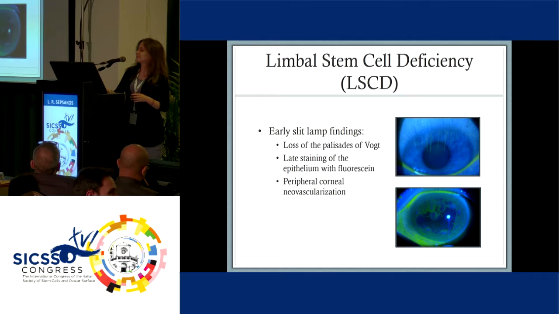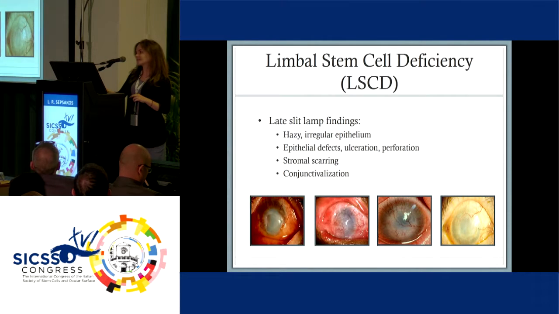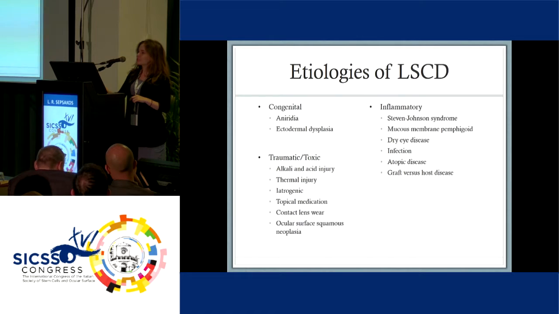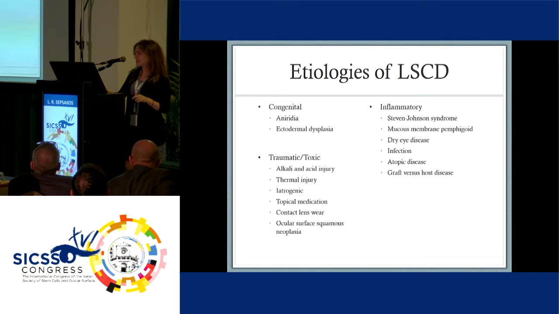In early limbal stem cell deficiency, we can see loss of the palisades of Vogt, late staining of the epithelium with fluorescein, which you can see very well in the bottom picture, and peripheral corneal neovascularization. Later findings include a hazy irregular epithelium, epithelial defects, ulceration, and even perforation, stromal scarring, and corneal conjunctivalization. The etiologies of limbal stem cell deficiency can be grouped into congenital, traumatic, toxic, and inflammatory conditions, and I'll go through some of these.